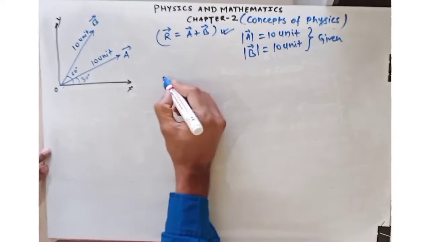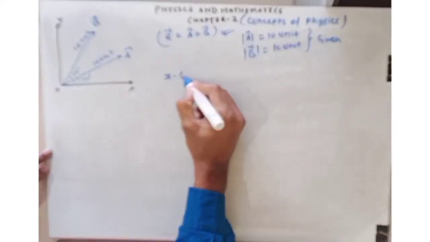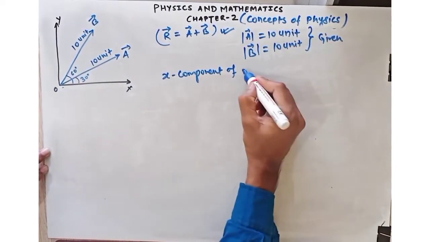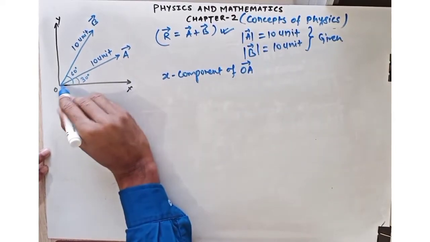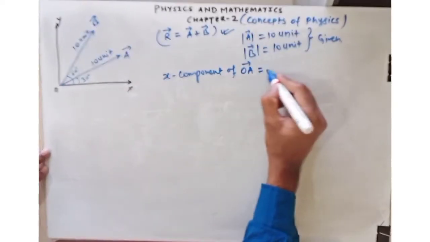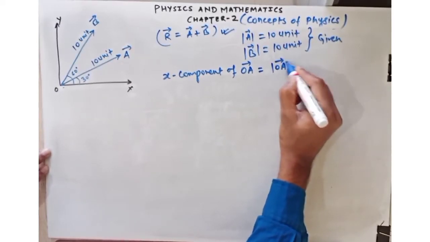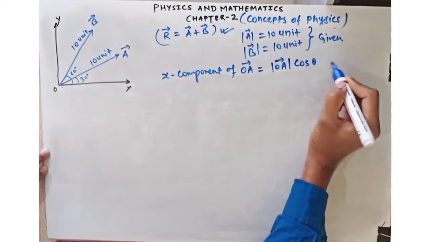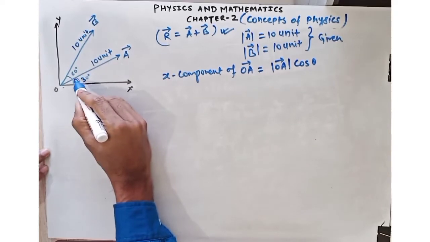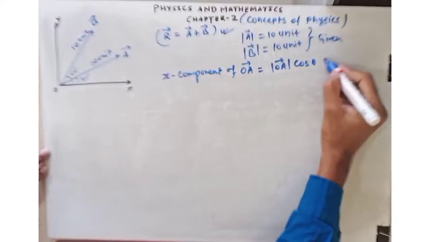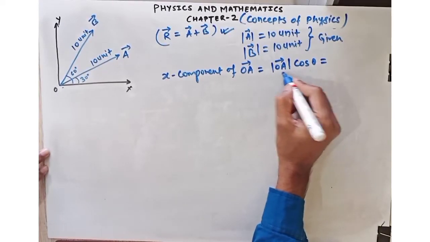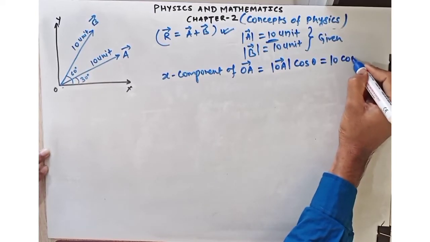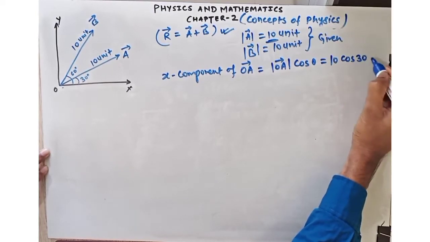The x component of, let me call it vector OA. This vector OA is nothing but vector A. It will be represented as magnitude of vector OA times cos theta. This theta is the angle made by vector A with the x-axis. Here it is 30 degrees and the magnitude of vector A is 10. So I am putting the values: 10 cos 30.